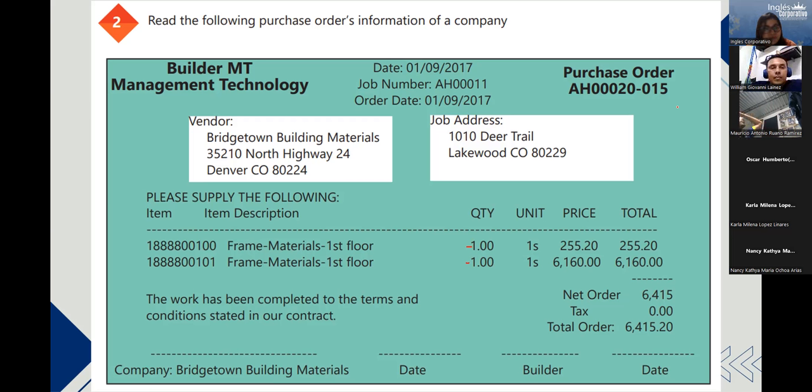I have a question. Tell me. And 50 cents? ¿Se puede decir también? Yeah, you can say 50 cents, 15 cents, 10 cents, 5 cents. It depends. Here we have 20, right? $6,415 with 20 cents. Lo que hacemos es decir los dólares antes, ¿verdad? So you have $6,415 and 20 cents.